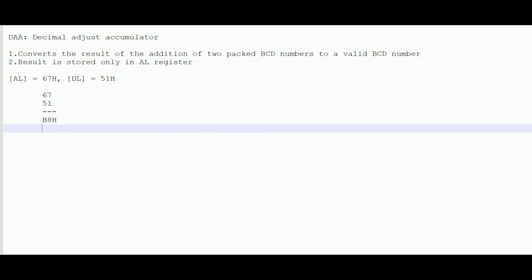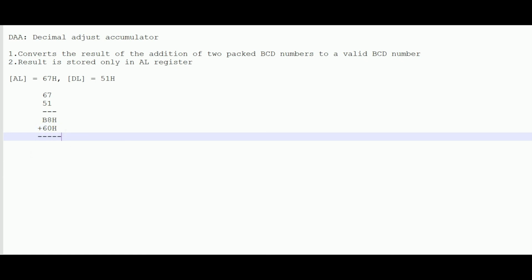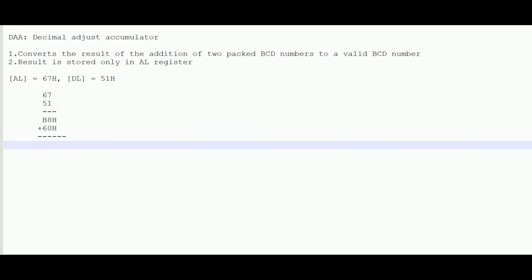So in total, what we'll do is add 6 to the higher nibble and keep 0 for the lower nibble. So we will be adding 60H. We will add 60H in the case when the higher nibble is an invalid BCD number. So what do we get? 8 plus 0 will result in 8, and B plus 6 is equivalent to hexadecimal 11.